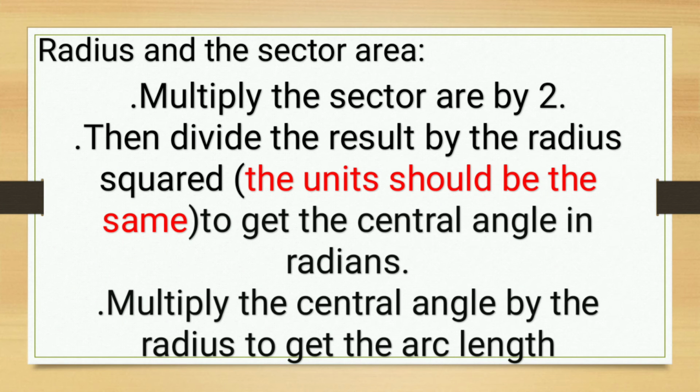Radius and the sector area. Multiply the sector area by 2, divide the result by the radius squared. The unit should be the same. This gives the central angle in radians. Multiply the central angle by the radius to get the arc length.